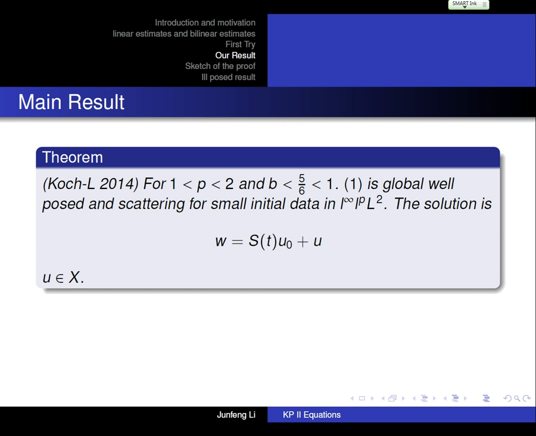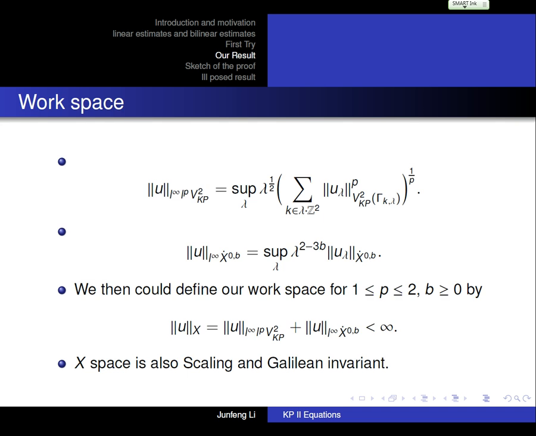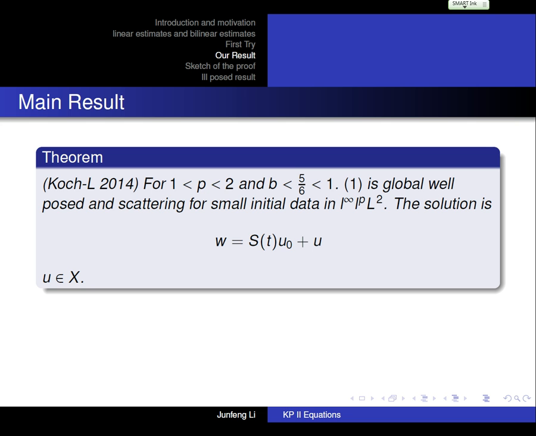So our main result is that for P between 1 and 2, and B larger than 5/6 and less than 1, the initial data problem is globally well-posed and scattering for small initial data as we posed there. And the solution is of this kind of size. This is a linear part and a nonlinear part, and U is in the X space. X depends on B, and of course P.